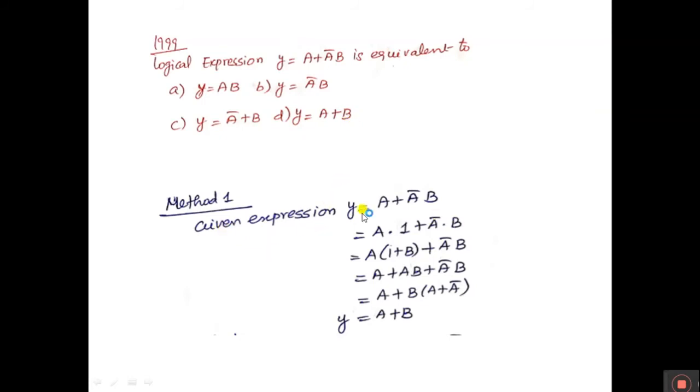Method 1. y equal to a plus a bar b is given in the equation. This equation has 2 variables a and b, but here only one variable is there, so I can consider that a 1 is present here. This 1 I can write as 1 plus b. Again multiplying, a plus ab plus a bar b. From this, b is a common term. If I take b as common, this becomes a plus a bar. So a plus a bar equal to 1. So the output y equal to a plus b. The correct option is y equal to a plus b, option D.